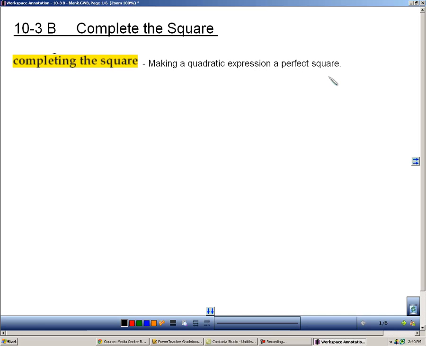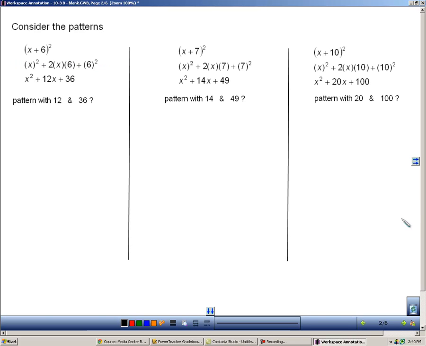So let's say you have a trinomial, a quadratic expression that's not a perfect square. Completing the square is a method that we can do to create a perfect square so that we can then use the square root property. Before we talk about completing the square, let's look at a couple patterns first.